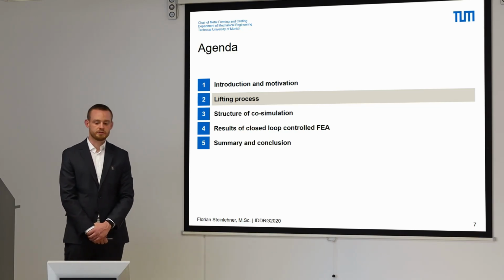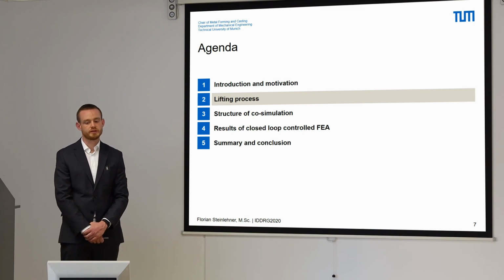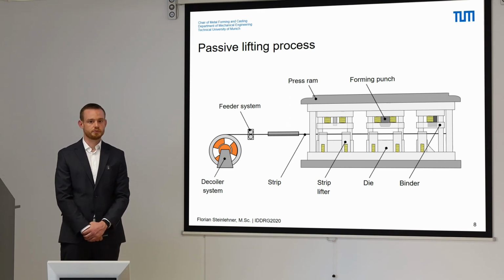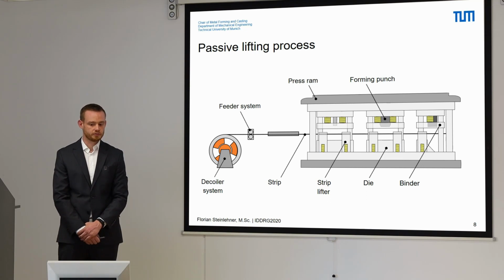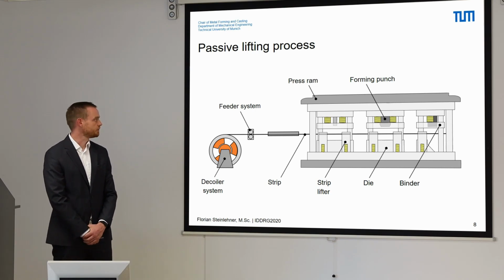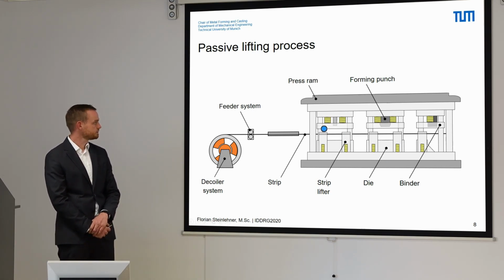I will now continue to take a closer look at the lifting process that will be controlled with the help of the shown approach. To understand the operating principle of the lifting process, I will use this model of a three-stage progressive die tool to briefly explain the important issues. Shown here is a feeder system and a tool. The tool consists of a piercing station, a forming station, and a cropping station at the end of the process.